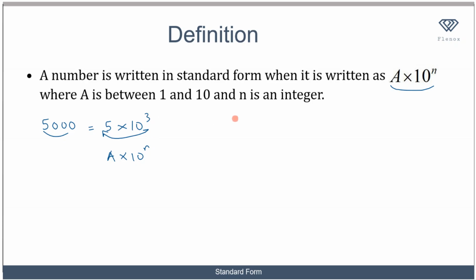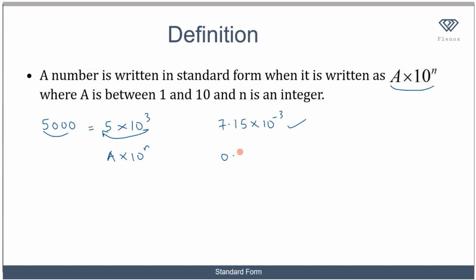So now let's look at another example. Is 7.15 times 10 raised by minus 3 in standard form? Now we ask ourselves, the number there is 7.15. Does it lie between 1 and 10? The answer is yes. And is minus 3 an integer? The answer is yes. So this is in standard form.